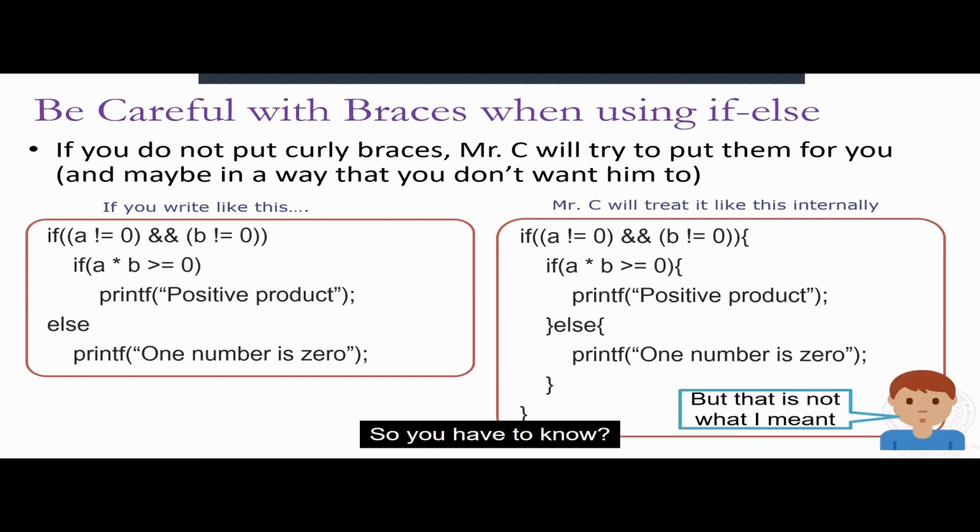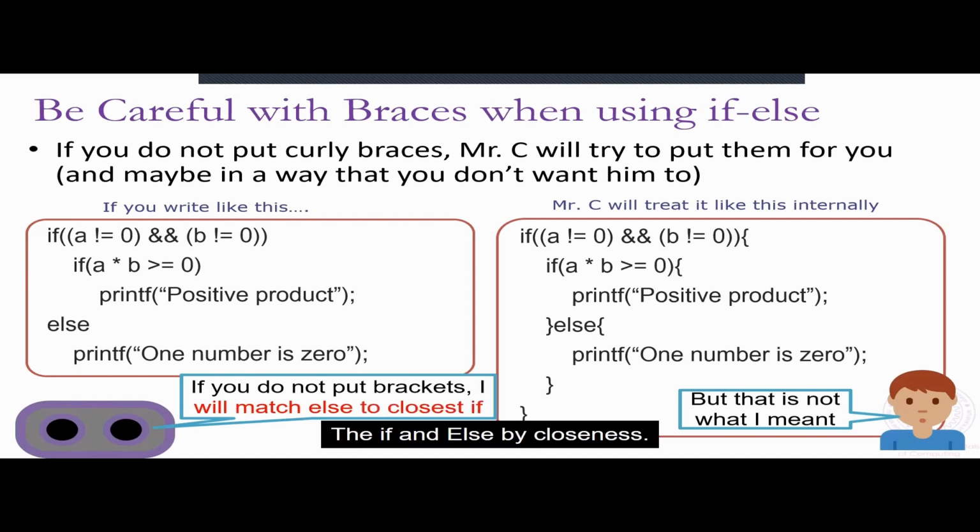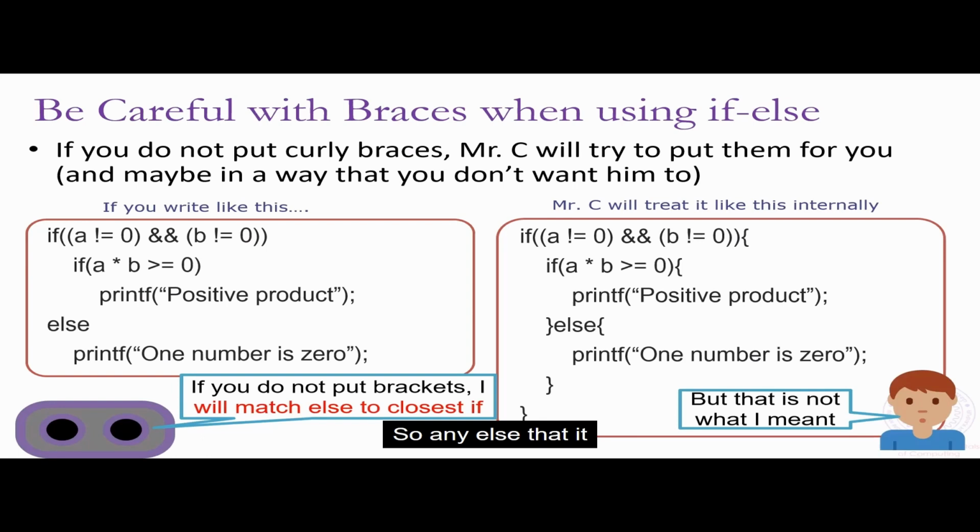So you have to know that the compiler is going to match the if and else by closeness. So any else that it finds that it cannot match based on the curly braces, it will match with the closest if above it. That is what the compiler is programmed to do. It will deterministically do this. So always make sure to use braces.